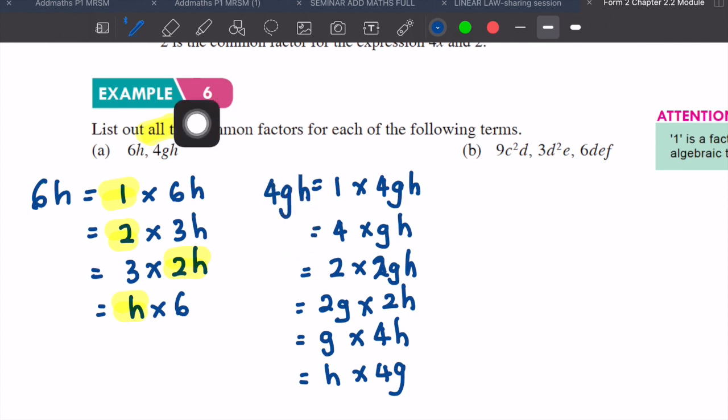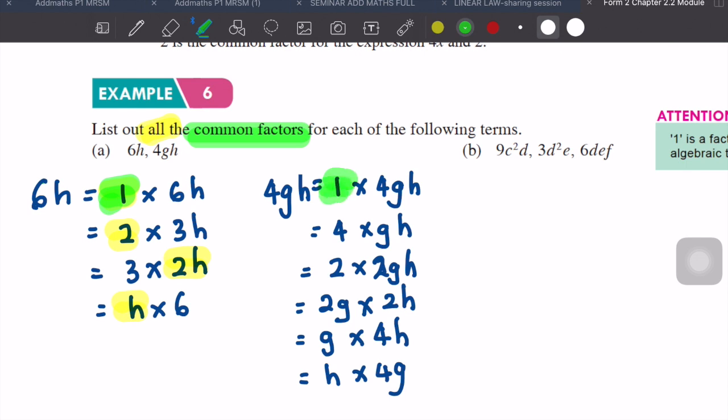The question asks you to find the common factors. So what is a common factor? A common factor is a factor that is the same. So we try to highlight the common factors. Here we have 1, and then we have 2. Is there a 2h? Yes, over here 2h. Then we have h. Where is h? Over here is h. So you can list down.